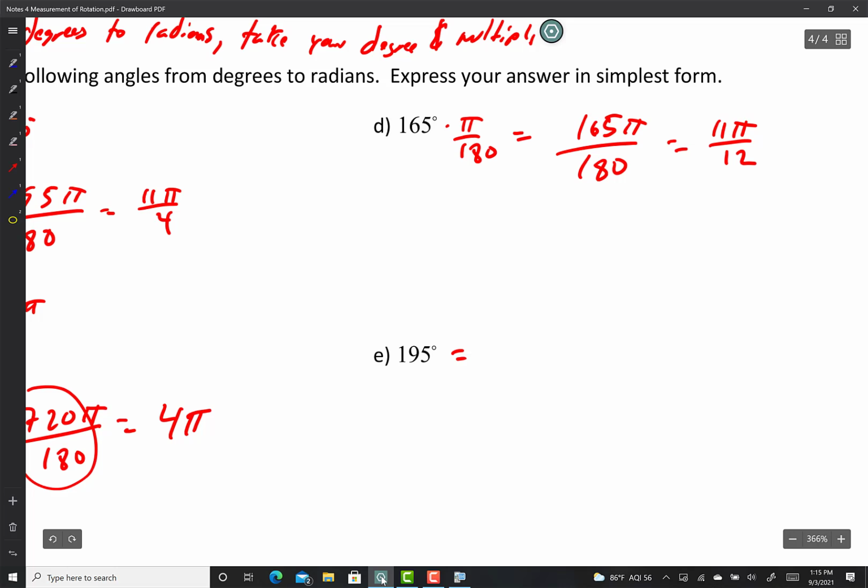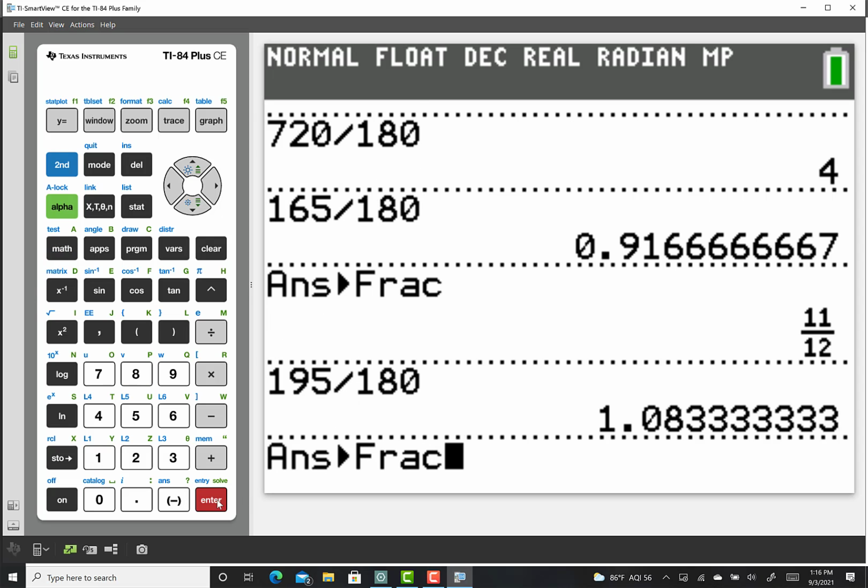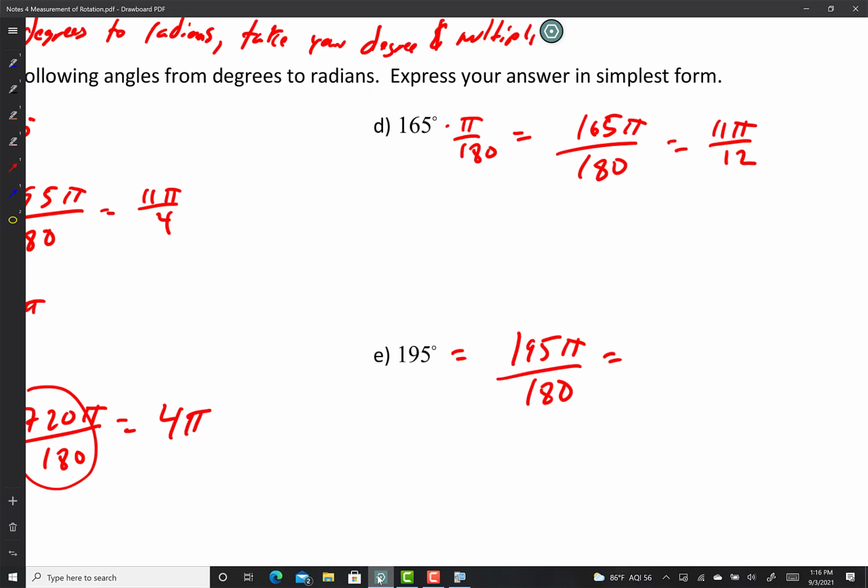195. Let's see, 195 pi over 180. And I feel like that's going to be 13 pi over 12 or something. 195 over 180. Math. Yeah, 13 pi over 12. Using symmetry, right? 165 is 15 degrees away from 180. So 180 plus 15 gives you 195. So keep the denominator 12, add 1 to the... I'll stop.